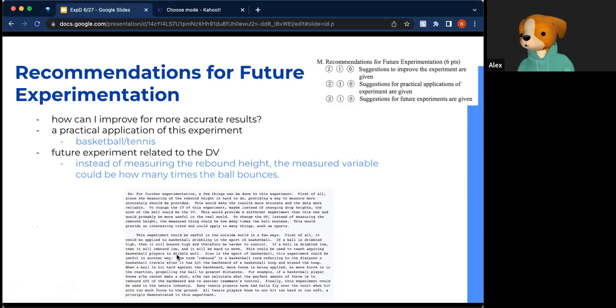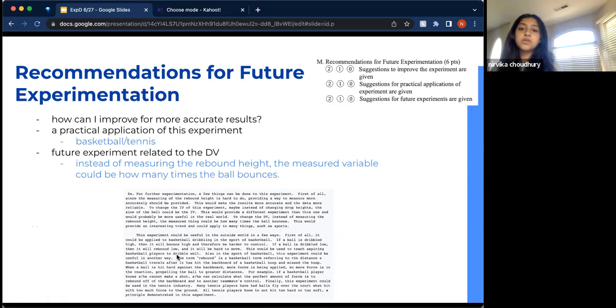So instead of measuring the rebound height like we did in this experiment, we could use the measured variable as how many times the ball bounces, or if you want to change up the independent variable, we could do the size of the ball or the material of the ball, which is where the controlled variables come in. So if you don't know what to write for the future experiment related to the dependent variable, you can choose one of the control variables and adjust that. So yeah, those are the 3 things, just like the rubric says.